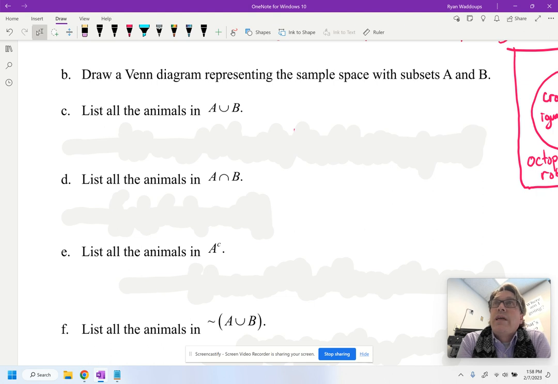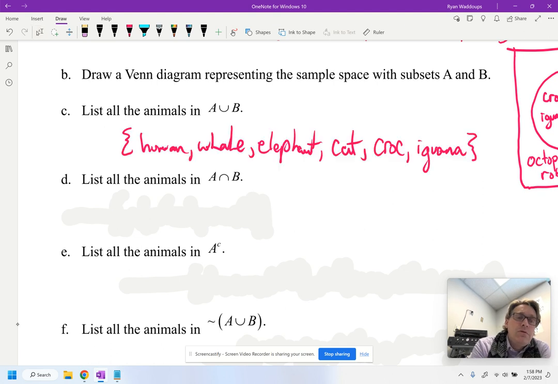Do you remember what union is? So union is in A, or it's in B, or it's in both. It's all of those, all of the above. A, B, or A and B. So it's just a matter of reading those animals off. There you go.